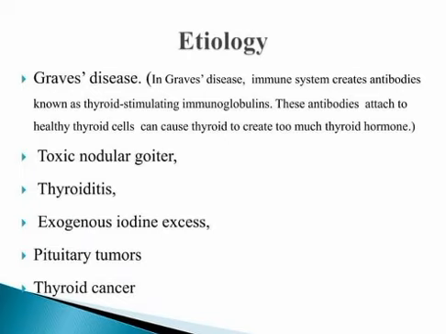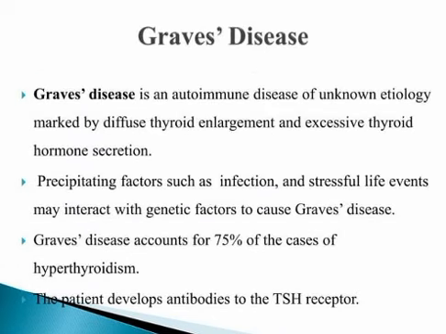Other than that, there is the toxic nodular goiter. If a person has Graves' disease, he may also have hyperthyroidism. If she or he has a toxic nodular goiter, they may also have hyperthyroidism, along with thyroiditis, exogenous iodine excess, pituitary tumors as well as thyroid cancers. These are some of the conditions which may also be prone towards hyperthyroidism. So here, first, Graves' disease.